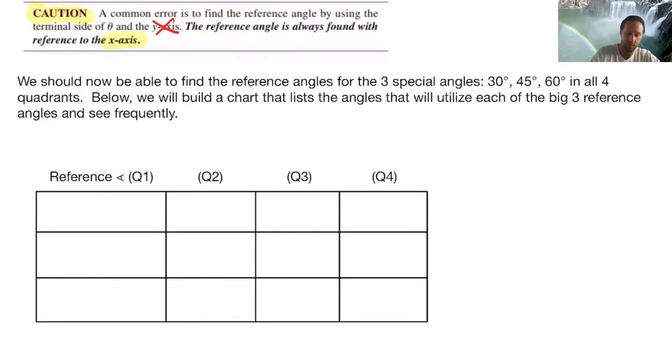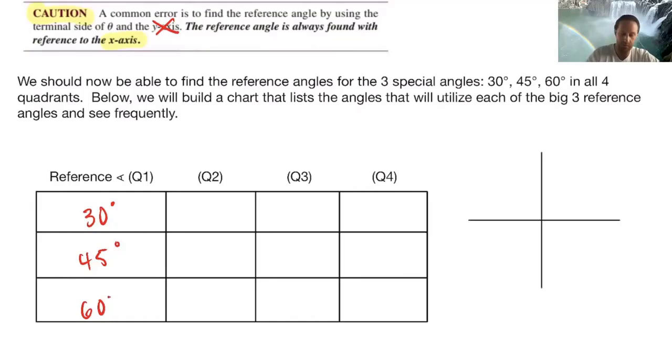So what I want you to do now is actually try to find what the reference angle would be for each of our big 3 reference angles, not even adding in trig functions yet. So a 30, a 45, and a 60. How could you find the reference angles in each one of those various quadrants? So drawing that in for you, I'll start with the 30-degree angle, which means I would also want a 30-degree angle here in quadrant 2, another one in quadrant 3, and another one in quadrant 4.